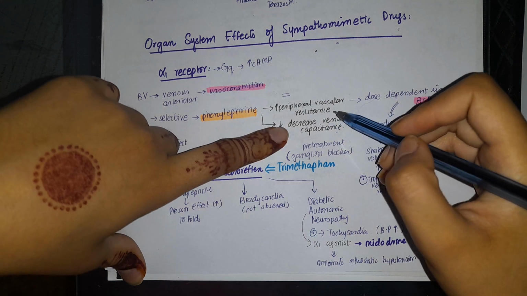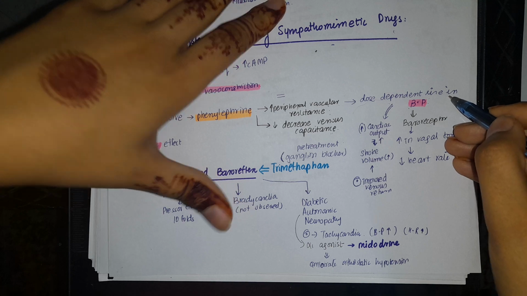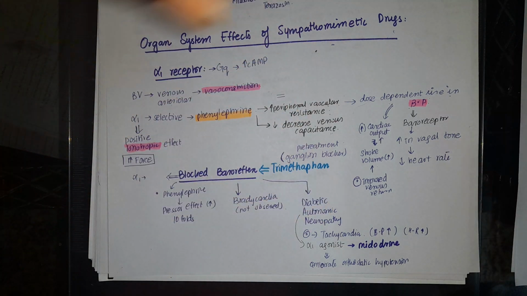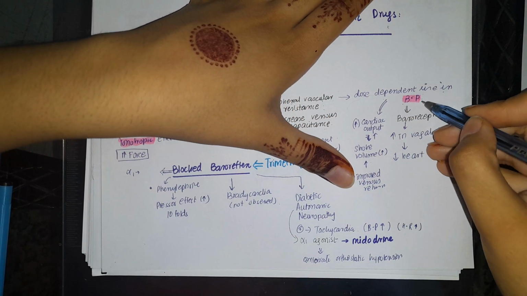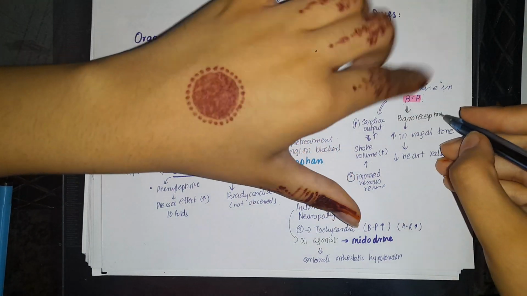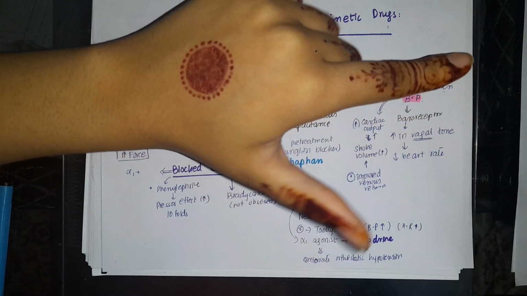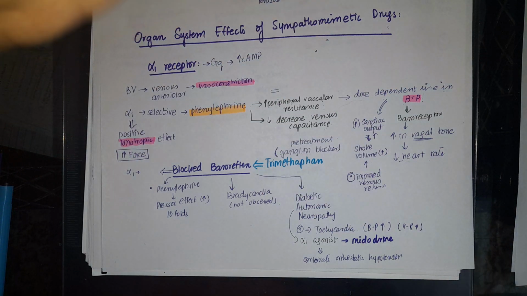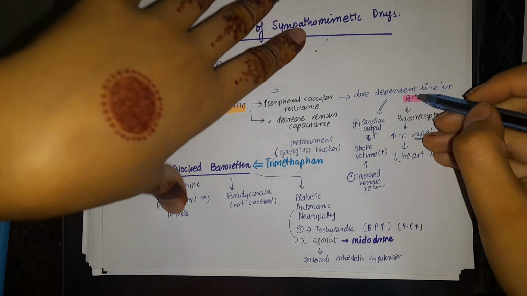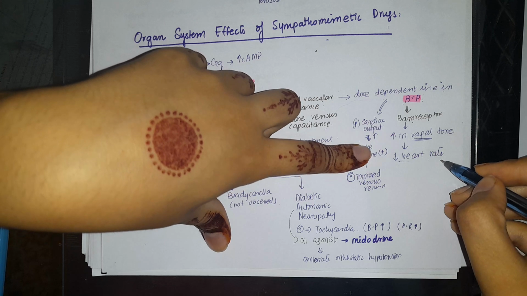Now, because of increased peripheral vascular resistance, what will happen? A dose dependent rise in blood pressure will take place. Because we have constricted the vessel, there is increased resistance, there is increased blood pressure. This increased blood pressure will now activate the baroreceptor mechanism. This baroreceptor mechanism will now activate the vagus nerve. There will be an increase in vagal tone and heart rate will decrease. So this mechanism generally takes place. Increased blood pressure will go to the baroreceptor, that will activate the vagus nerve, and hence it will decrease the heart rate.